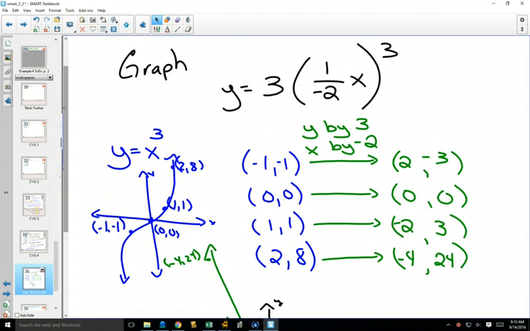I also had a negative inside the function with the x. That's going to flip it, because the x values are negative, that's going to flip it over the y. So I knew my original graph looked like this, but I had a sense with the flip and the stretches that my new graph was going to look like that.